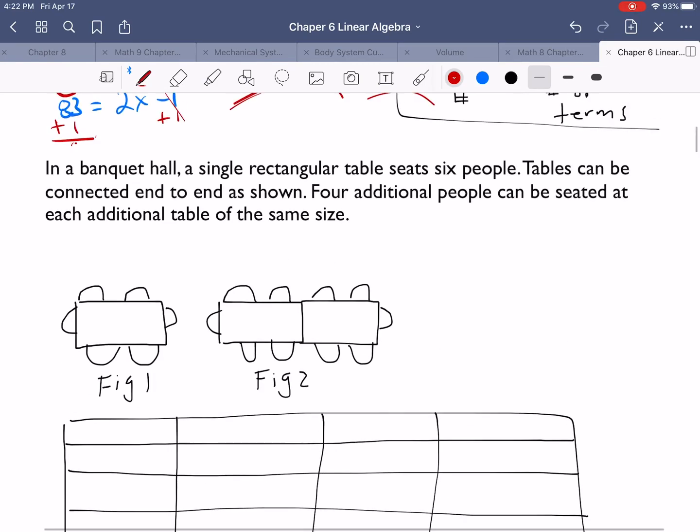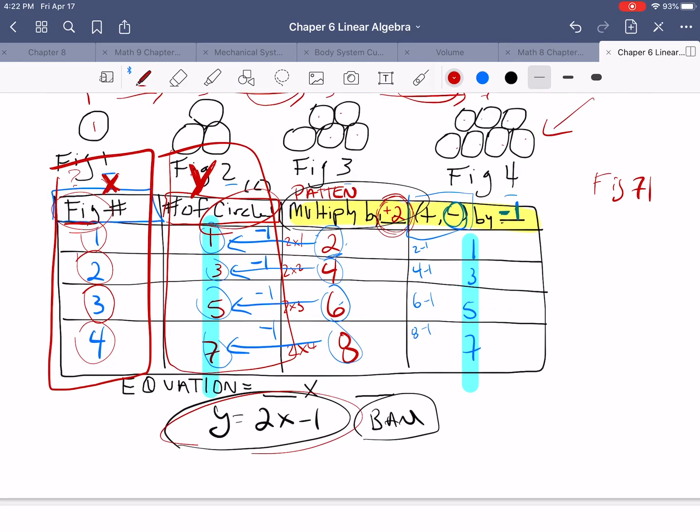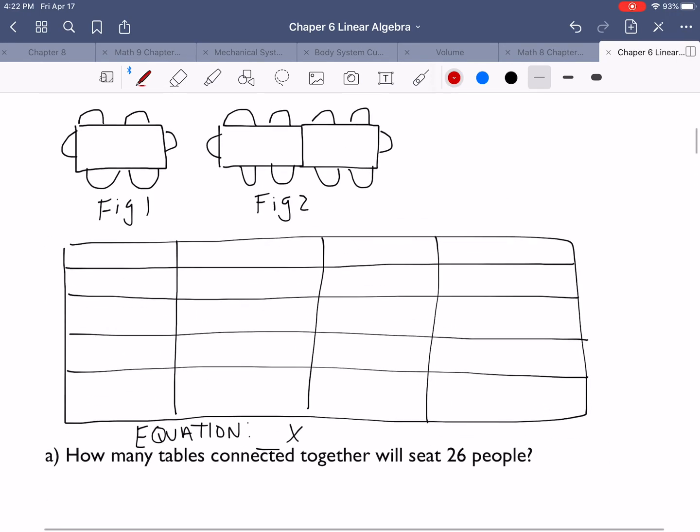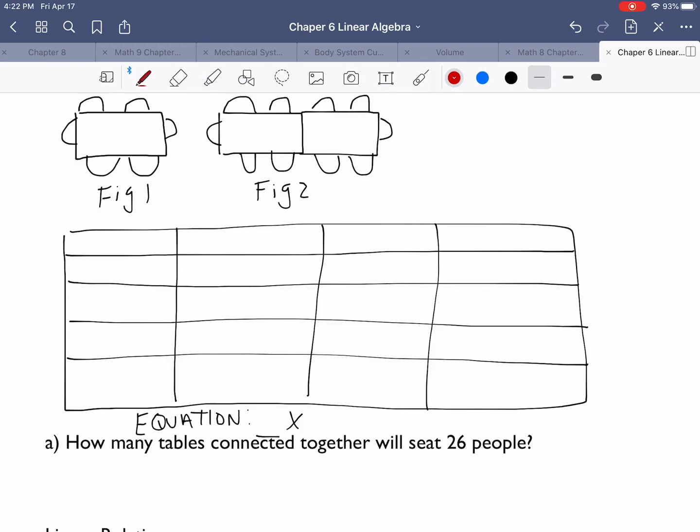So guys, draw your chart and fill in the tops just like I have up here. So we're looking at figure number, number of chairs this time, multiplier, and your adder or subtractor. So pause the video right now, try to fill in this chart all by yourself. If you can do it, awesome. If you can't, come back and take a look while I fill it out right now.